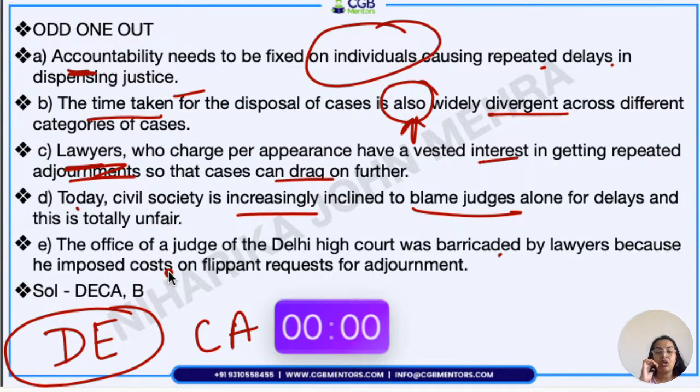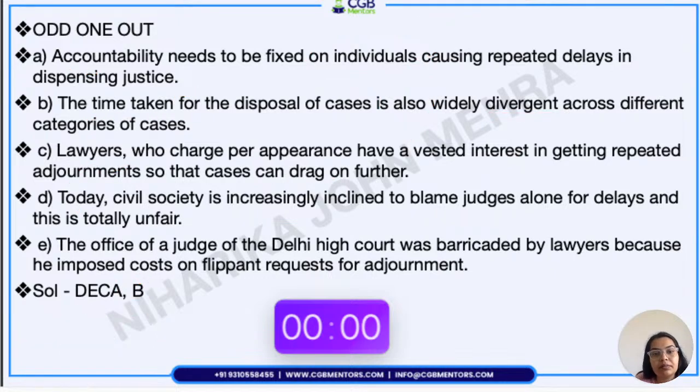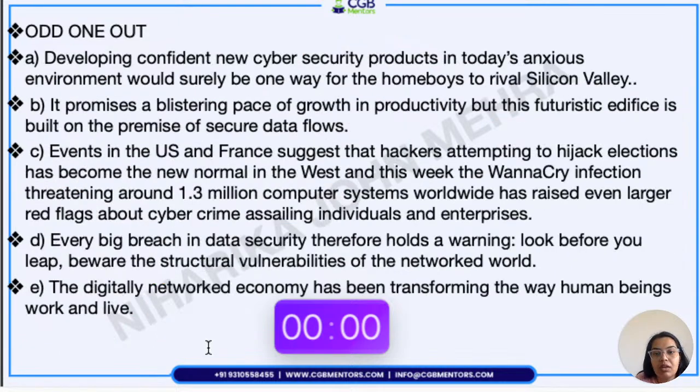See, B is also from the same theme, that the time taken for the disposal of cases depends. It's widely divergent across different category of cases. ये भी law related बात, court related बात है, बाकी भी वही है. But the theme that we are following is that there is delay. People are blaming judges, but then there are lawyers who purposely keep asking for later dates. They drag. So वहां पर B का कोई मतलब नहीं निकलता था तो B odd हो गया. Same thing you have to do.